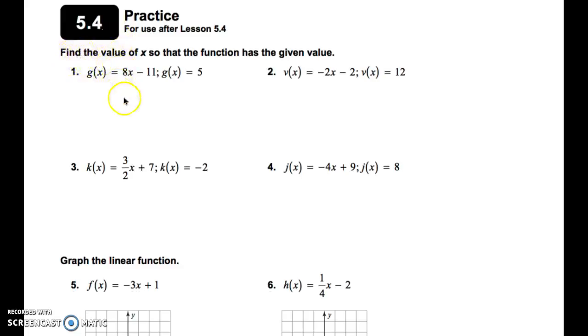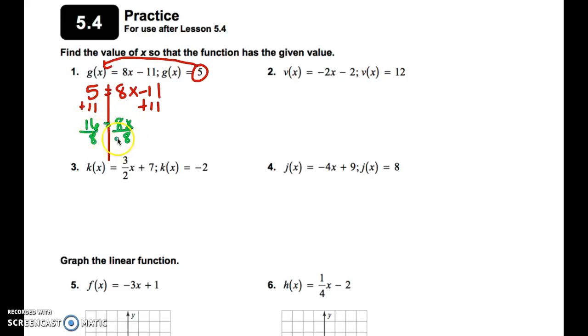So for the first 4, the directions say find the value of x so that the function has the given value. So this says g of x equals 8x minus 11, and then it says g of x equals 5. Okay, so all that's telling you to do is take this 5 and put it where the g of x is. So 5 equals 8x minus 11. And then we're going to solve this for x. So I need to add 11 to both sides. So 16 equals 8x. Then divide by 8 and you get x equals 2. And that's it. You're done. It's just solved just like a regular equation. It's just a way to show that this is a function.